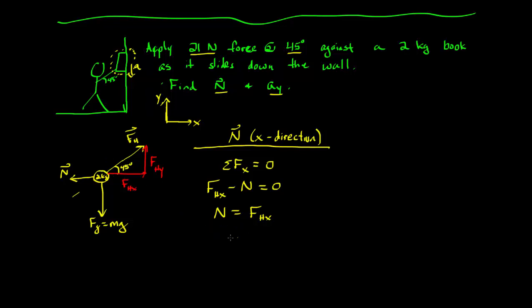And then using some trig, the normal force is going to be, the FH in the x direction is next to the angle, and I know this force, the hypotenuse, so that's going to be cosine. So we end up with force times cosine 45 degrees. So the normal force is going to be the force, 21 newtons, times cosine 45.